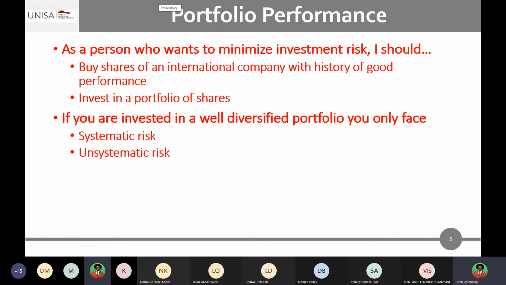Mantombi says systematic risk. I'll make a choice for you. Kuda, nice to see you, Kuda. You also say systematic risk. Okay, who else? Lorato says systematic risk. Mojagi says systematic risk. Let's have one more person. Okay, so most of you got it right. In a well-diversified portfolio, you only face systematic risk.